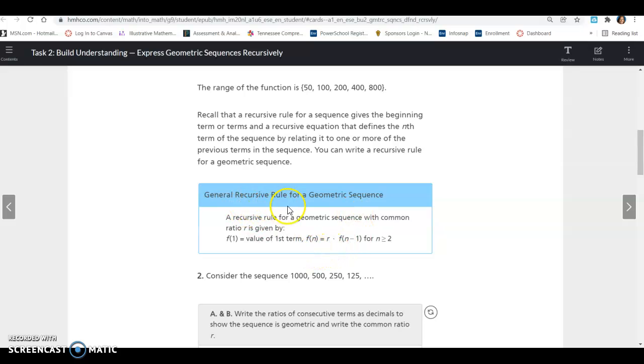So your general recursive rule for a geometric sequence. All right, so they always give you your first term. So f of 1 is the value of your first term. And then your equation is going to be f of n equals r, that's your common ratio, times f of n minus 1. And this is always for n greater than or equal to 2. Because we start with the first term here, we don't start with greater than or equal to 1. We always start with n greater than or equal to 2. So this is pretty much standard, okay?